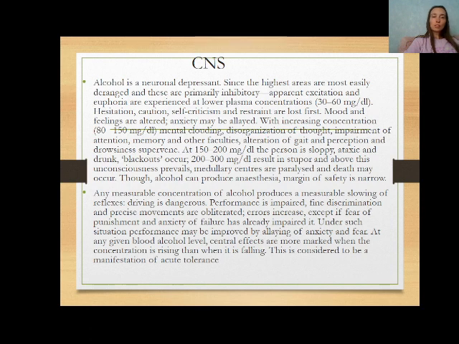With increasing concentration, there is mental clouding, disorganization of thought, impairment of attention, memory and other faculties, alteration of gait and perception, and drowsiness supervenes. At 150 to 200 milligram per deciliter, the person is sloppy, ataxic, and drunk. So you see that the CNS effect is that of a depressant.